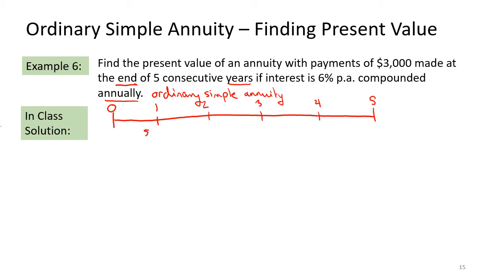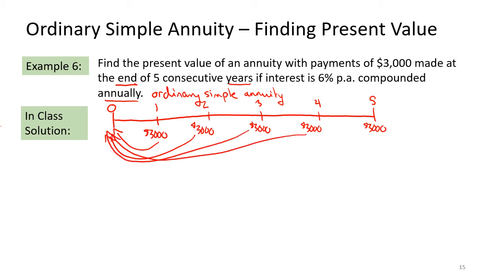At the end of each of these, you're making $3,000 payments. Just like we did with future value, except we're going to work backwards. So we should be able to find the value if we find the present value of all 5 of these payments, again, making sure we pick today as the focal date, because we're looking at the present value.